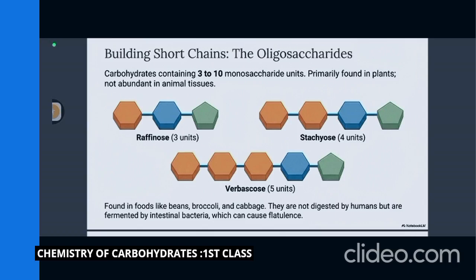Building short chains, the oligosaccharides. They are 3 to 10 monosaccharide units, primarily found in plants, not abundant in animal tissue. So if it is 3 units of monosaccharide, it is called raffinose. Right side you can see, if it is 4 units, it is called stachyose, and verbascose if it is 5 units. Found in foods like beans, broccoli and cabbage, they are not digested by humans but are fermented by intestinal bacteria, which can cause flatulence.